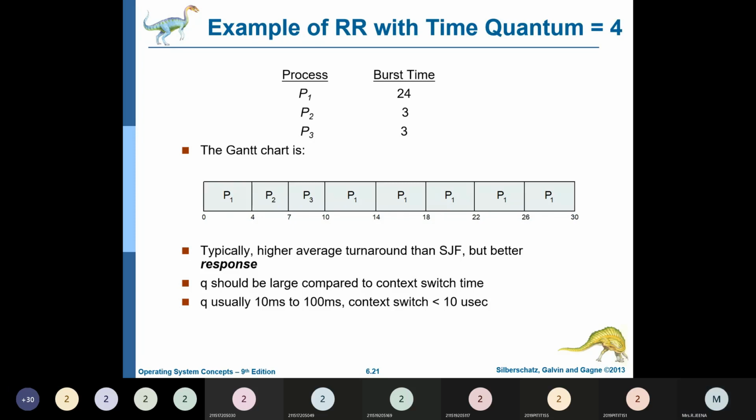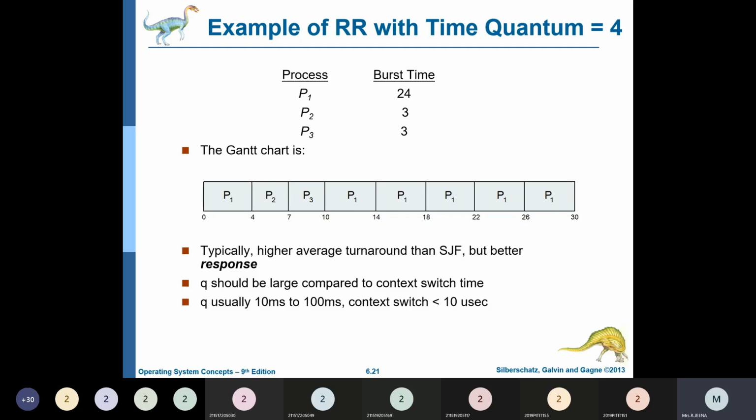Now we follow the ready queue. What is in the ready queue now? P1, which we sent back with the remaining 20 units. All the other processes have completed. So P1 arrives at the 10th millisecond and takes 4 again. Now 16 milliseconds are remaining, so it is put into the ready queue again.